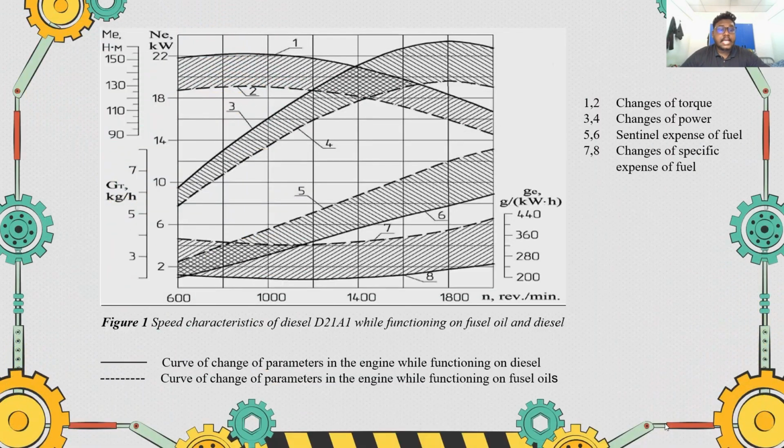Figure 1 shows the speed characteristics of diesel D21A1 while functioning on fusel oil for the dotted line and diesel for the solid line. In terms of change of torque and power, we can clearly see that diesel has a higher gradient than the fusel oil, while for the specific expense of fuel and changes of specific expense of fuel, fusel oil has a higher gradient than diesel. This clearly shows that diesel is much more efficient than fusel oil.